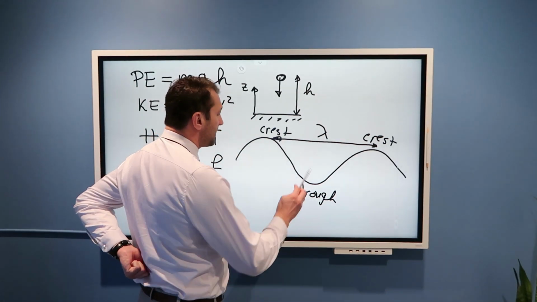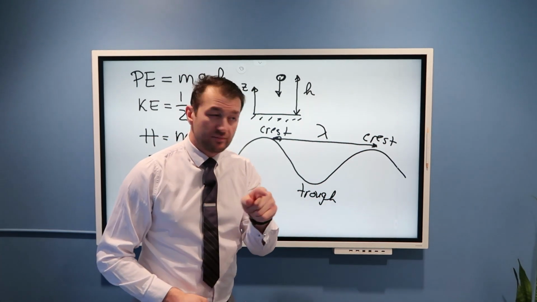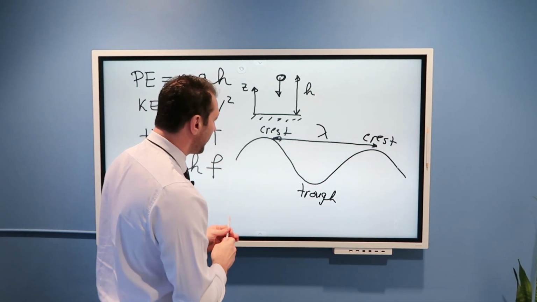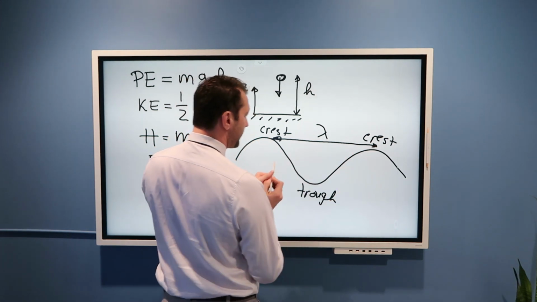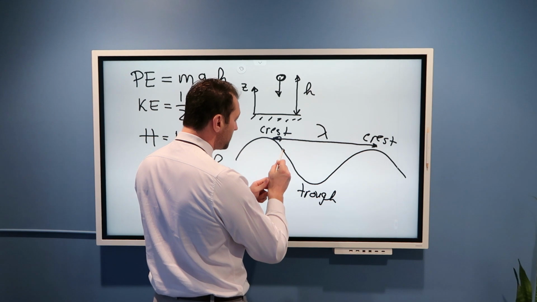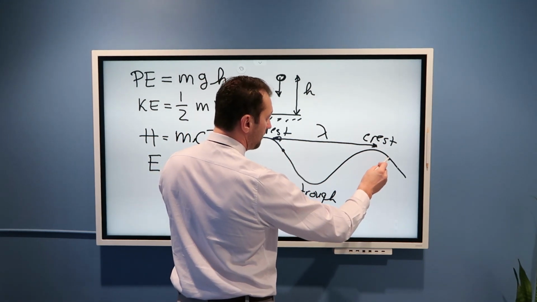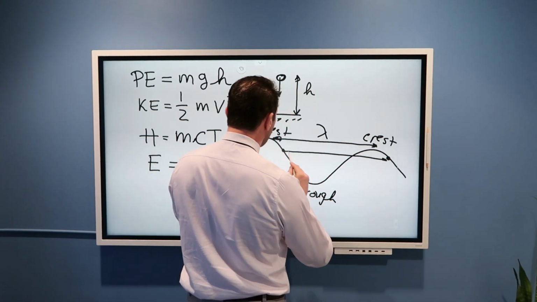But really, the distance between any two points, and now this is the important part, that are in the same phase is the wavelength. What do I mean by that? I don't have to go from crest to crest to define wavelength. In principle, I could go from this point and find the same point over here. This is also wavelength lambda.